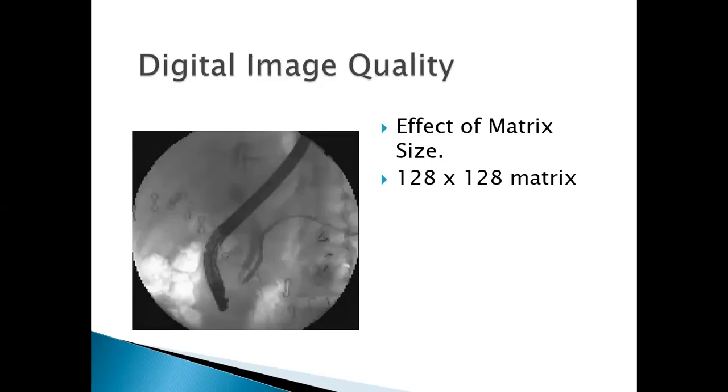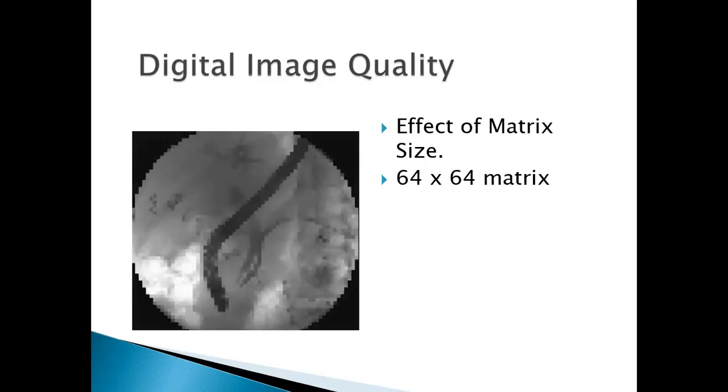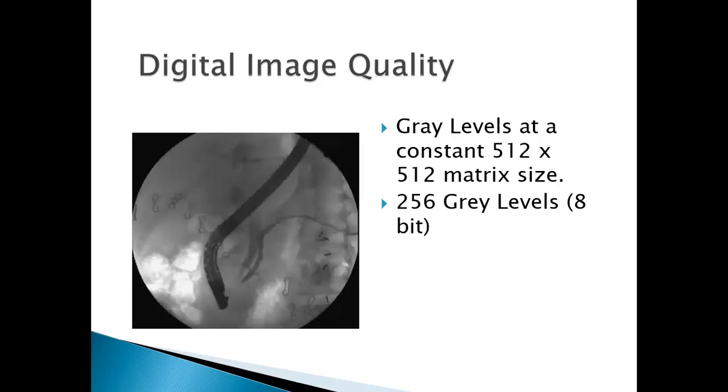You can see 128 by 128, something has been reduced, becoming very, very blurry, not sharp any longer. Okay, we now have a 64. You can see that has become almost skewed. Also look at the gray level.